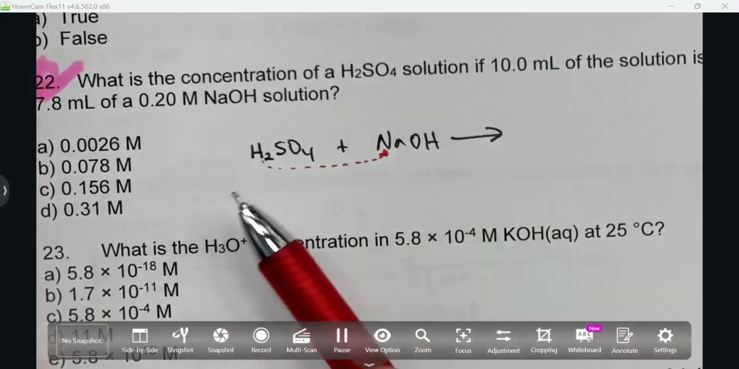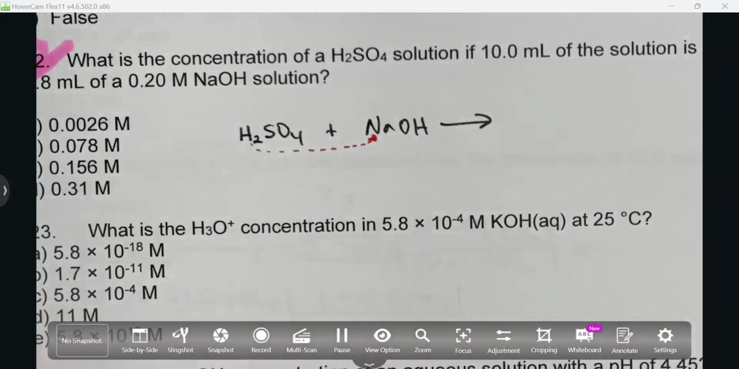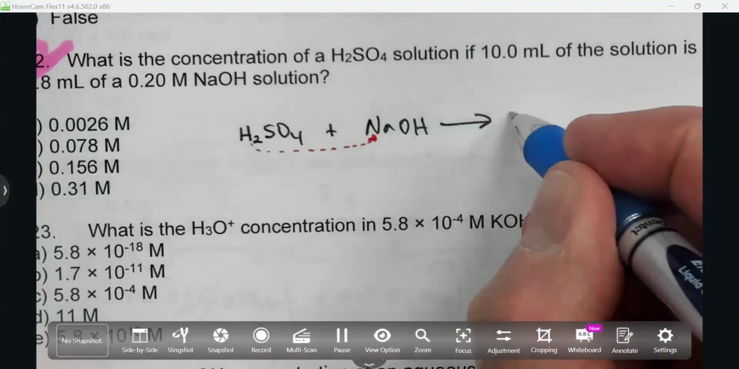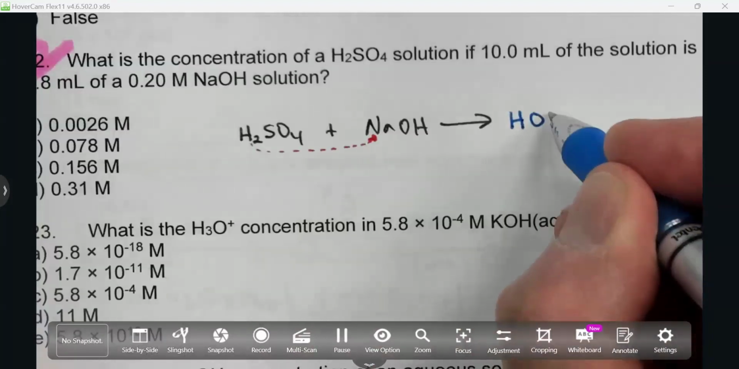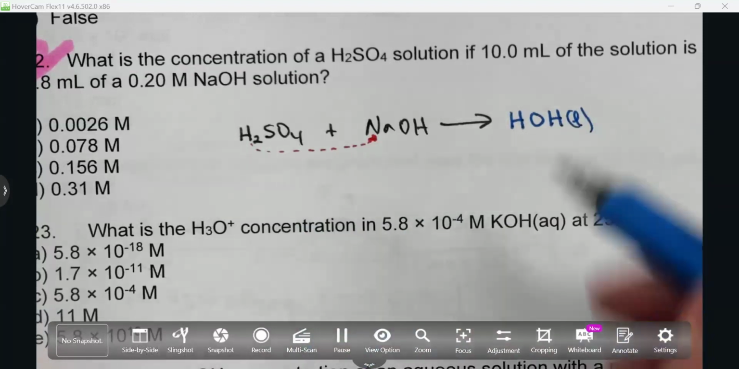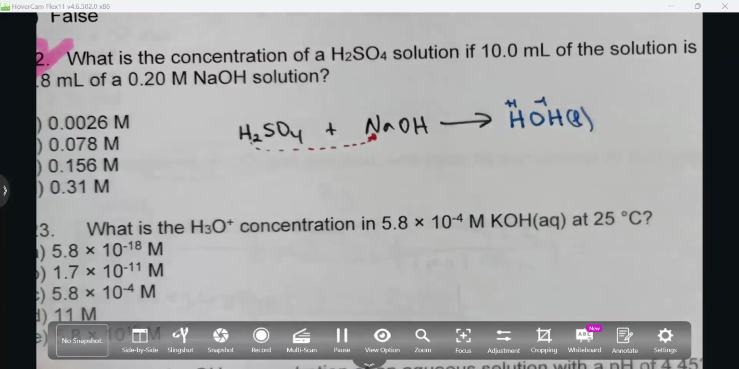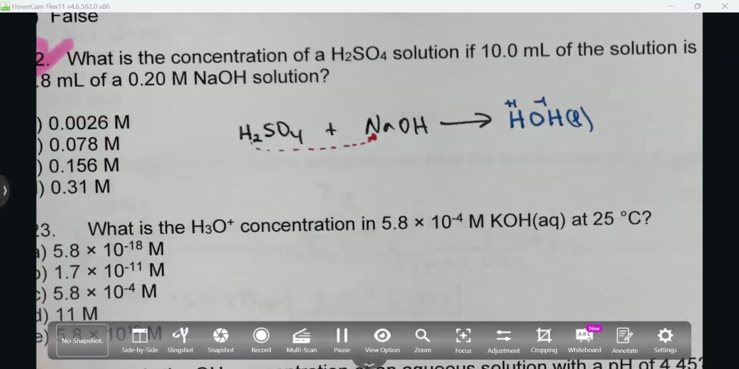Double replacement. Hydrogen takes the place of sodium. This is a neutralization reaction. That would produce HOH or H2O, right? Hydrogen takes the place. This is +1 and -1. Water is really hydrogen hydroxide, right? H2O, hydrogen hydroxide.